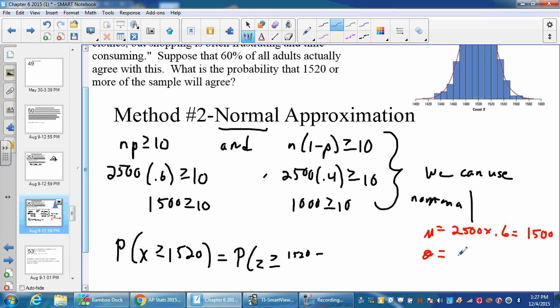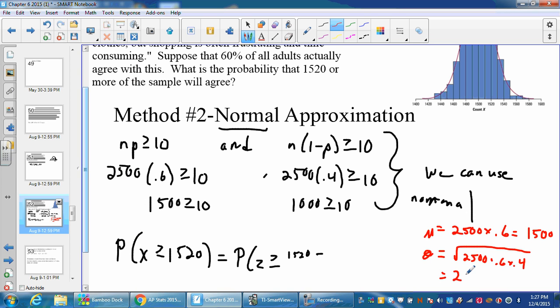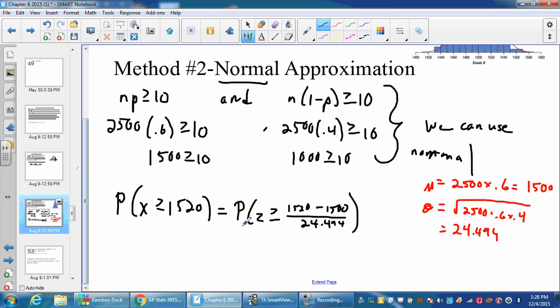Our standard deviation we'll get by taking the square root of 2500 times 0.6 times 0.4. Just plug that into our calculator. And take the square root of 600 to get 24.494. So now we just plug in those values in here. So I have 1500, 24.494. And now we're going to get a z-score.